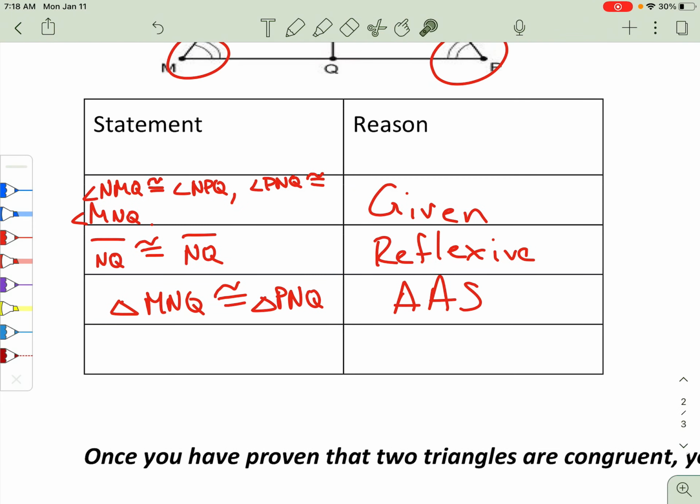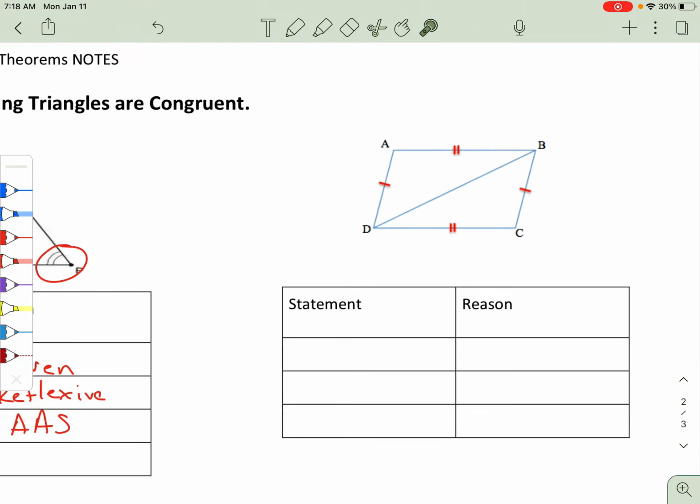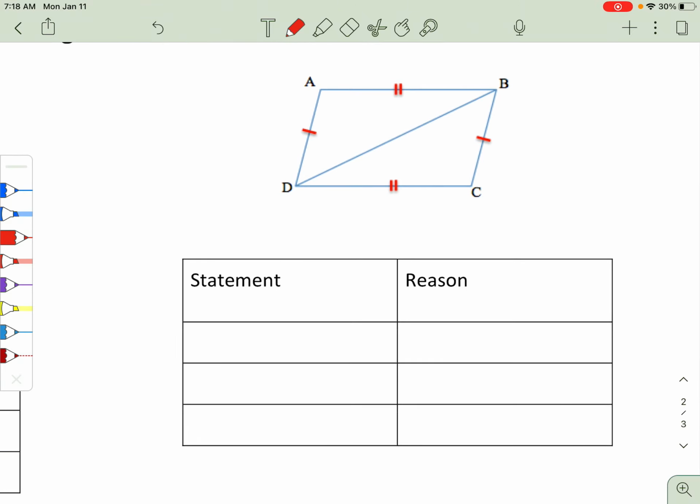So what you could have done is listed two different given boxes. Like this is one given, this is the second given, so you could have done it in the second line. You don't really need to though. Okay, next proof, same thing.